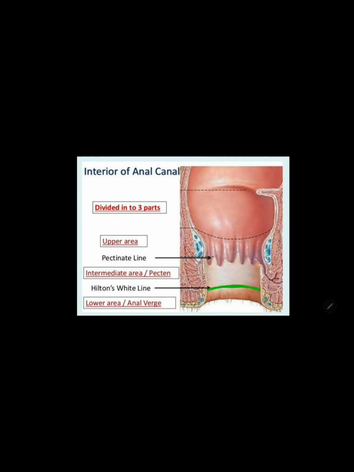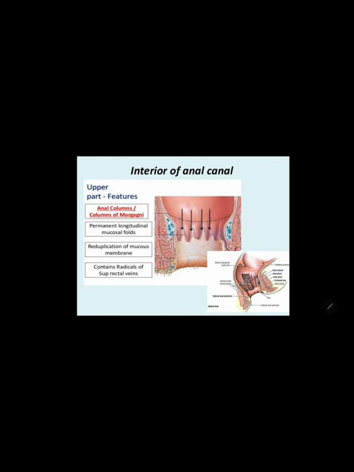The upper one third is roughly around 1.5 centimeter, or 15 millimeter, in length. It is endodermal in origin, lined by the semi-transparent mucous membrane and having the simple columnar or stratified columnar epithelium depending upon the function, and is plum red due to the underlying blood vessels. And you will see these following features here.